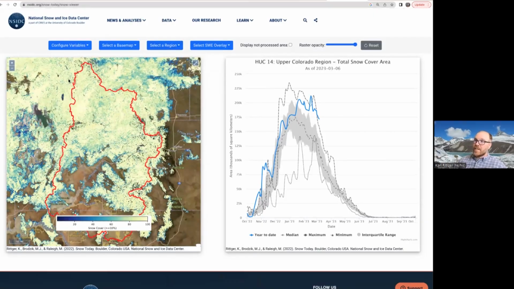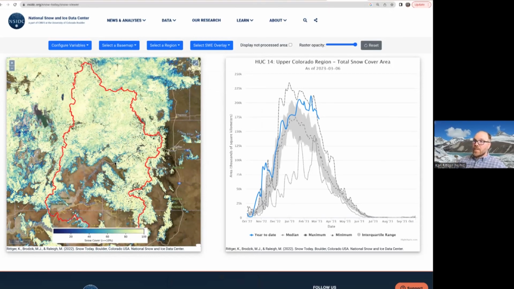Hey, I'm Karl Rittger, and I'm at the National Snow and Ice Data Center and the Institute of Arctic and Alpine Research at the University of Colorado Boulder. And what you see here is the red outline is the outline of the Upper Colorado River Basin.